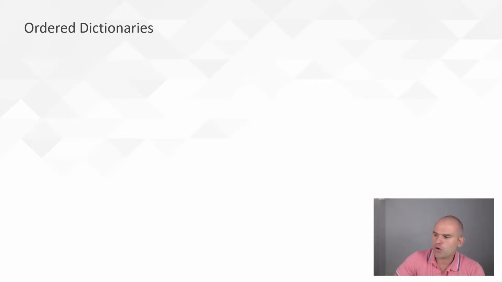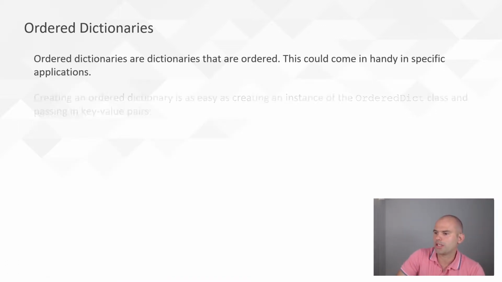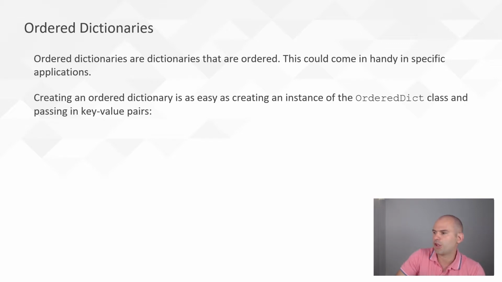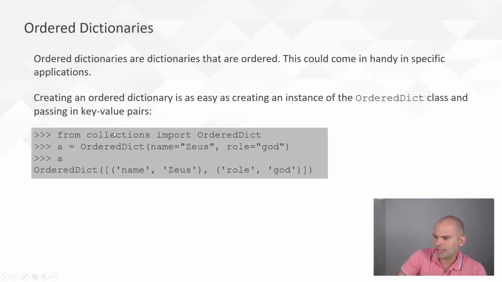So how you create ordered dictionaries is as follows. You're going to need to import collections. So you can either just import collections and then collections.OrderedDict, but this is probably the easiest way. Just go from collections, import OrderedDict, and then create a dictionary using sort of the following format.